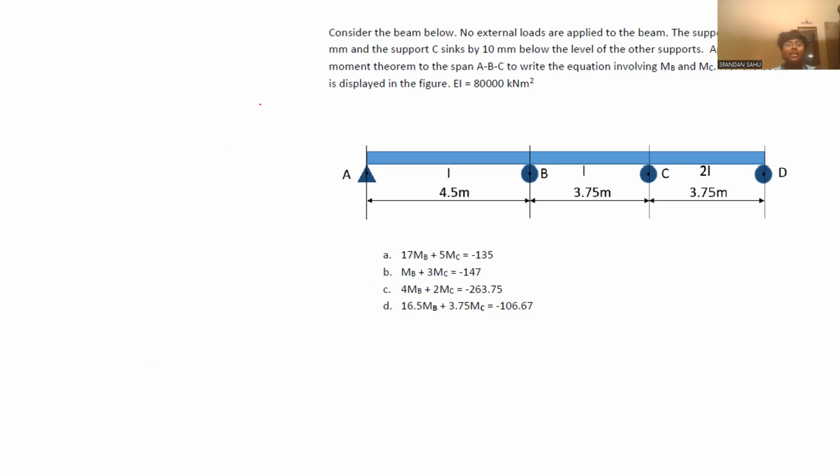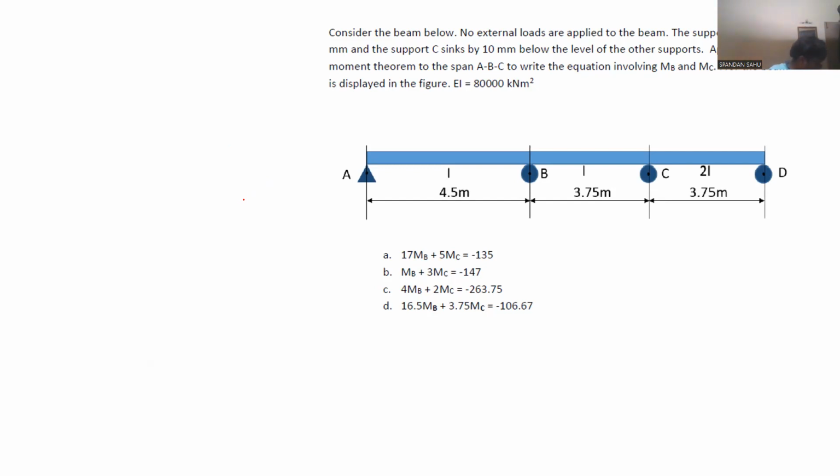Now, finally, the three moment theorem question came, and this will be the end of the session. With this, we will stop the session. Let me write the three moment equation.